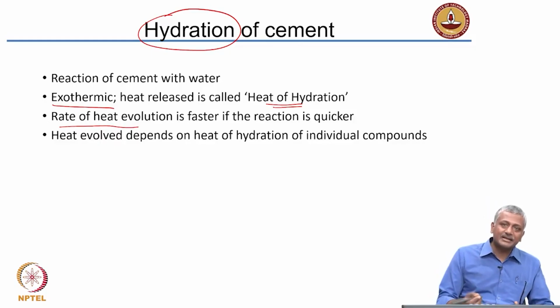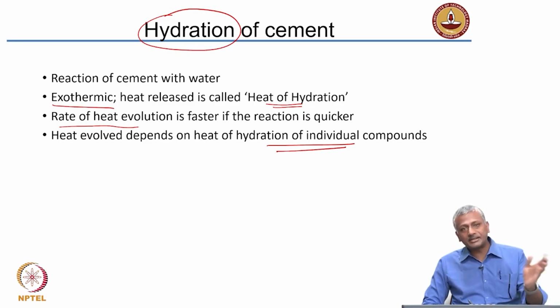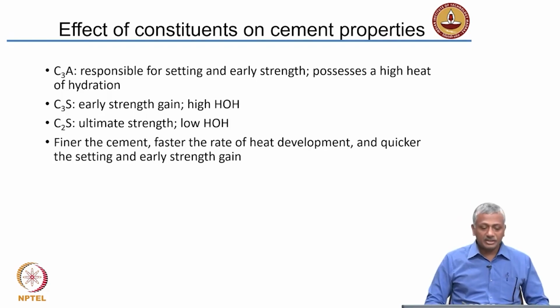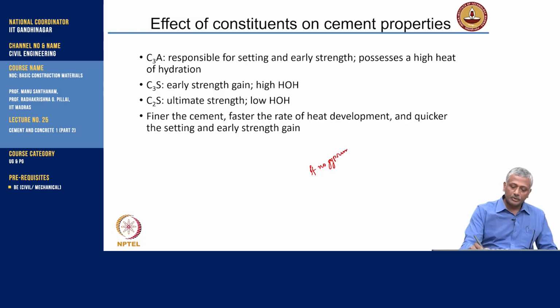And the heat that is developed obviously depends on the heat of hydration of individual compounds. Each compound reacts at a different rate. Okay? It turns out that the compound which we call as C3A is the fastest reacting compound. Okay? It is responsible for setting an early strength, and it possesses a high heat of hydration. Okay? In fact, in cement, if you do not mix gypsum, if there is no gypsum, your C3A reacts rapidly with water with a lot of heat evolution and leads to what we call as flash set.